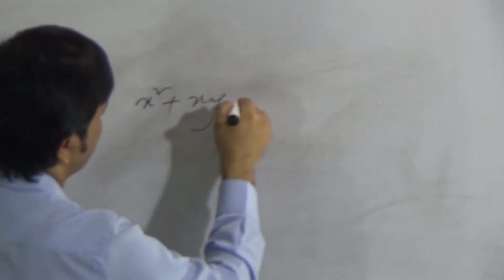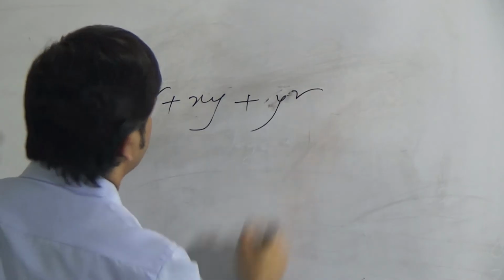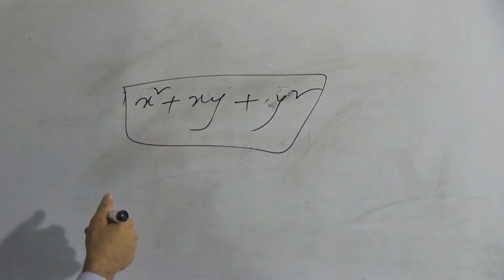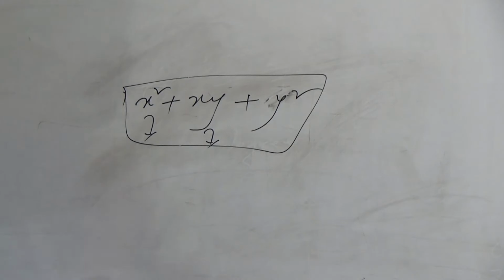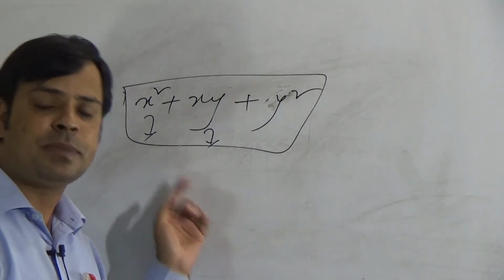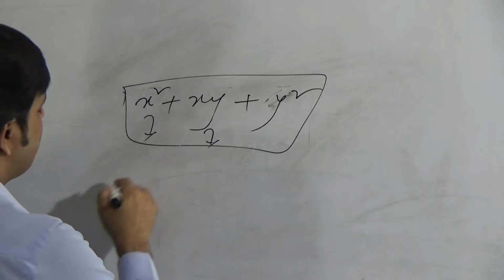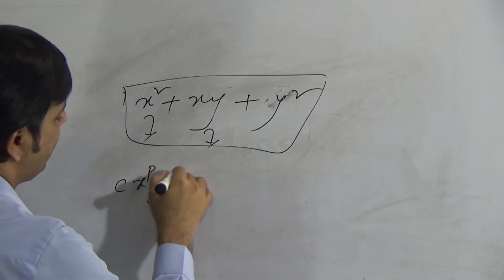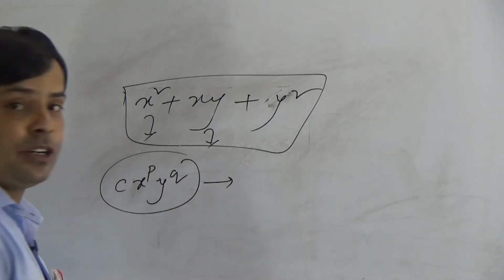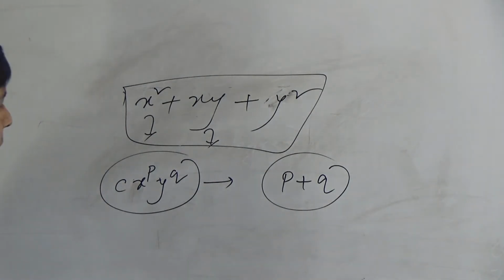Here the polynomial I am writing is x square plus xy plus y square. This is a polynomial, and in this polynomial, if we notice, here is a variable x, here is a variable y, so it contains two variables. So this polynomial is known as a polynomial of two variables, and its general term can be denoted by c x to the power p y to the power q. In this case, the degree of the polynomial is p plus q.